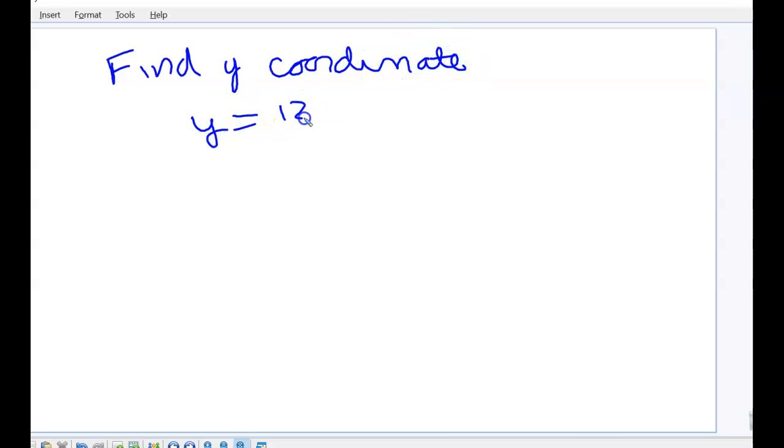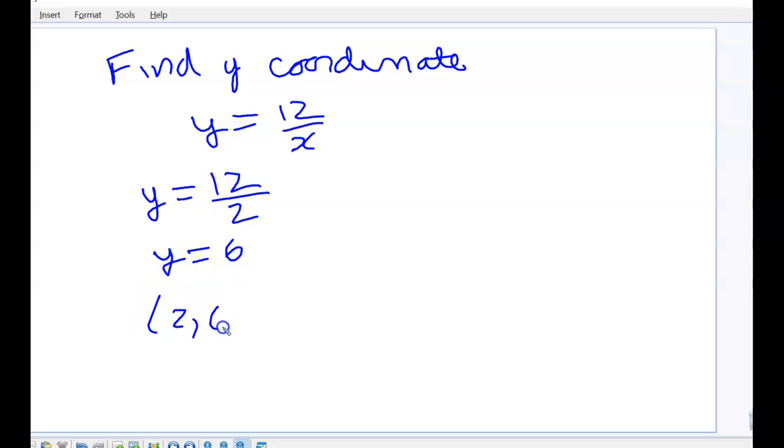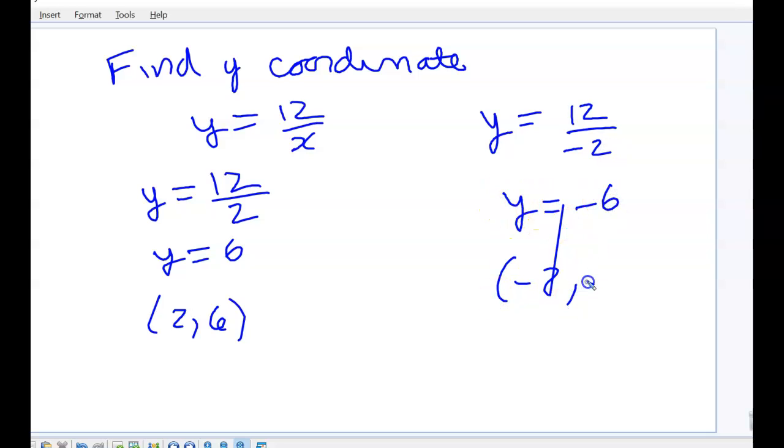And our original function was y equals 12 over x. So if x is equal to 2, y is going to be 6. So my one point where the slope of the tangent line is negative 3 is going to be (2, 6). And if x equals negative 2, y is going to be negative 6. So those would be the two coordinates where the slope of the tangent line is negative 3.